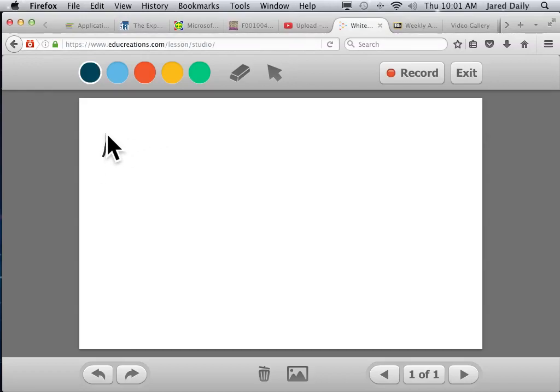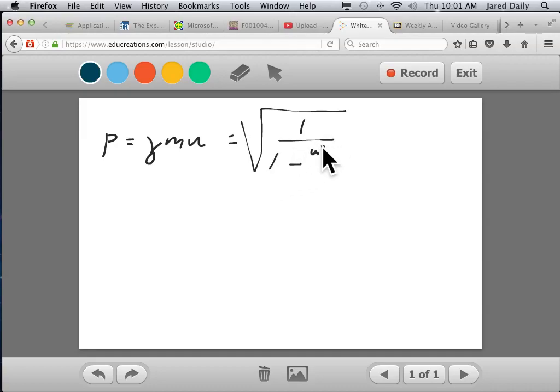So p equals gamma mu, right? But gamma is equal to 1 over the square root of 1 minus u squared over c squared. So u is showing up in two places, so it's this thing times m times u, right?